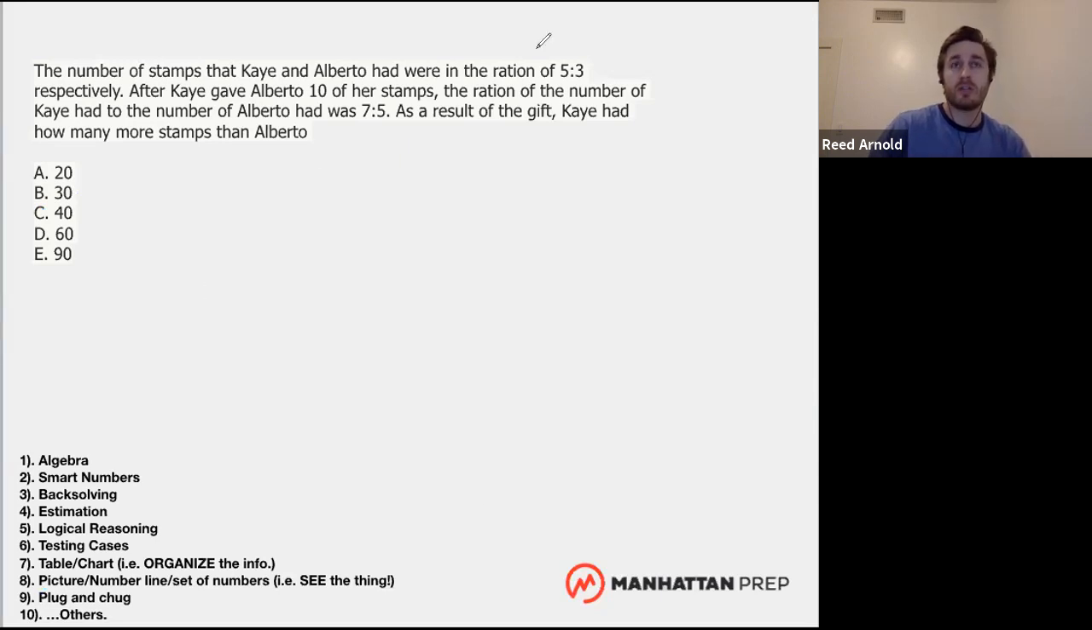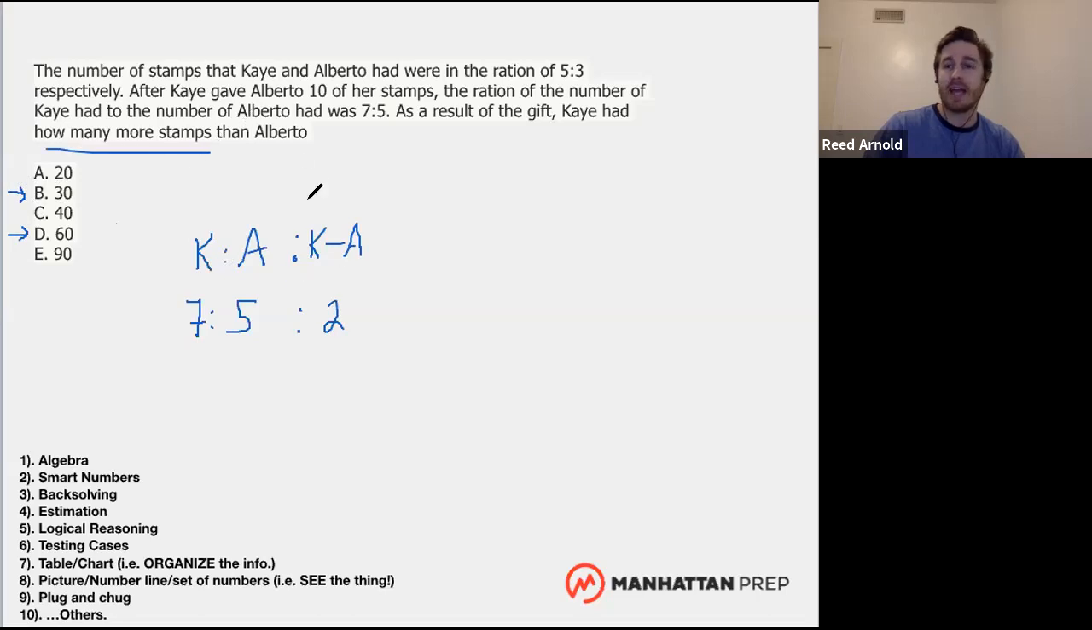It requires a good understanding of how ratios work, but if you know that K to A at the end is 7 to 5, then you know that difference is 2, like 2 units in the ratio. And we can then plug and chug answers or back solve our answers with that 2, right? Because this 2 represents how many more stamps K has than Alberto.